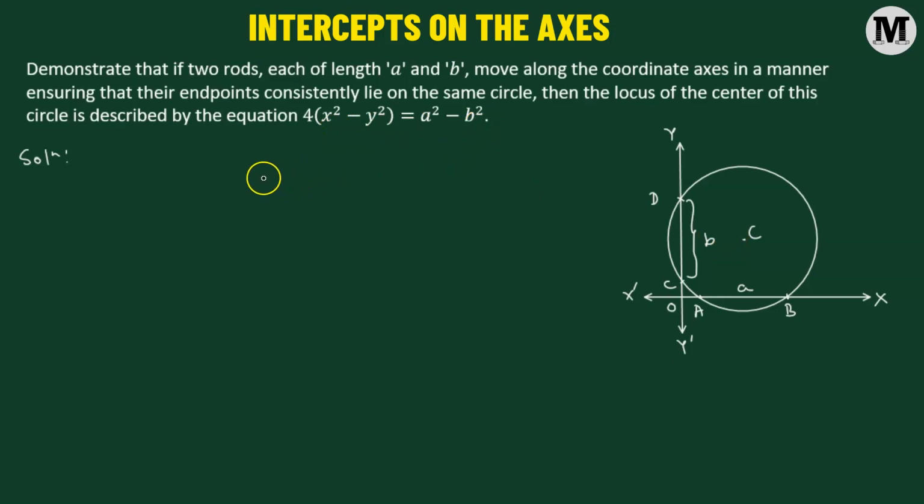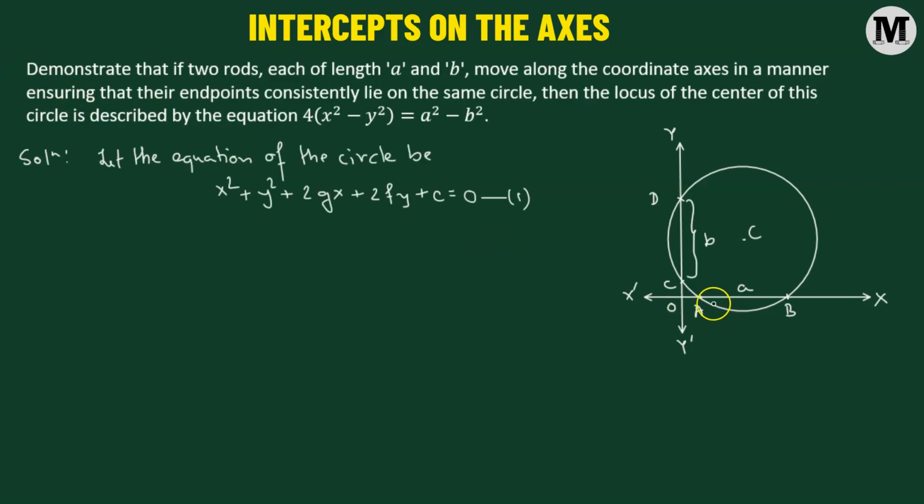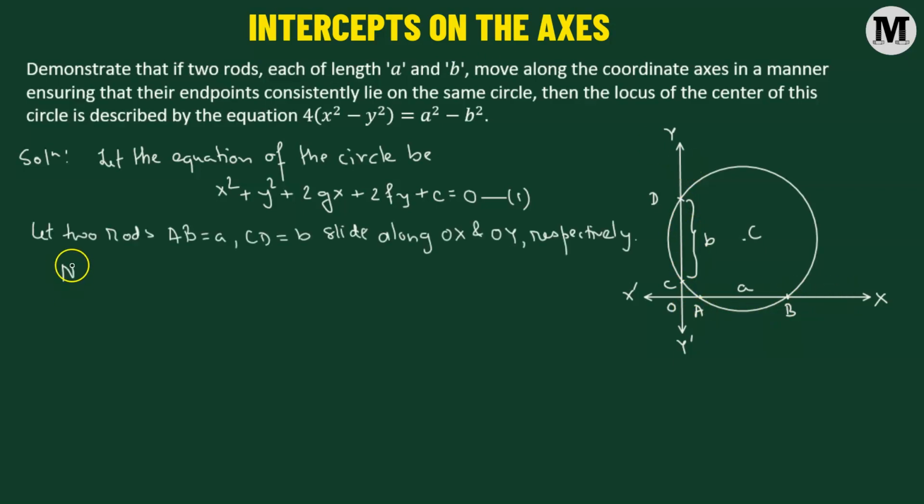Okay, so we begin by first considering the general form of a circle. For simplicity, we'll assume that rod AB and rod CD move along OX and OY respectively. Now we have A, which is nothing but the length of the x-intercept of the circle. The x-intercept is given by 2 times the square root of g squared minus c. So we can simplify this to get a squared equals 4 times g squared minus c. Let this be equation number 2.